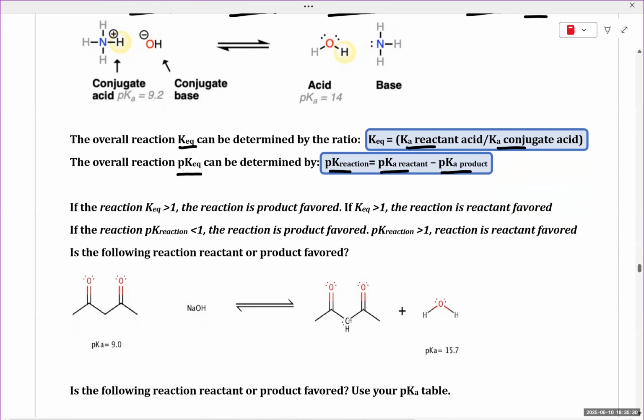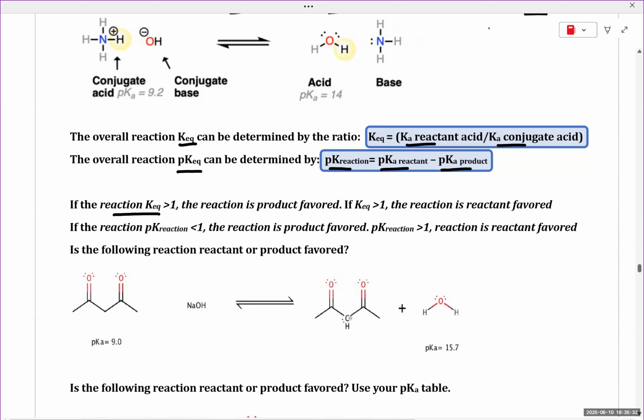In other words, if the reaction K equilibrium is greater than 1, the reaction is product favored. If K equilibrium is less than 1, then the reaction is reactant favored. If the reaction pK is less than 1, the reaction is product favored. If pK reaction is greater than 1, the reaction is reactant favored.